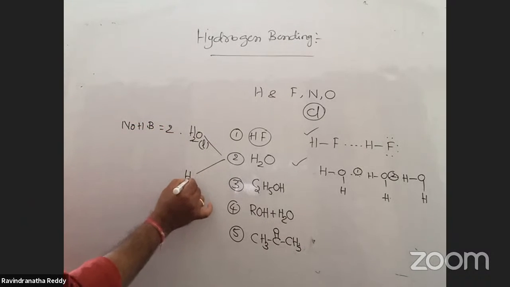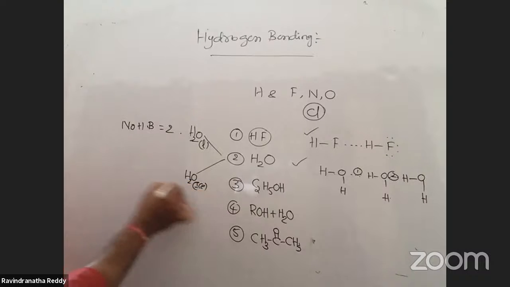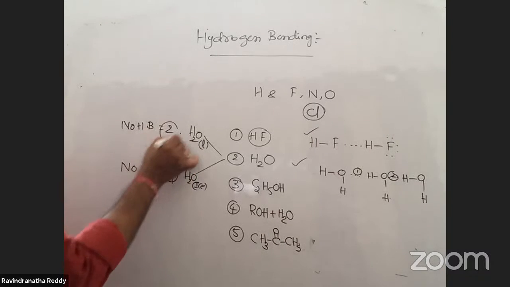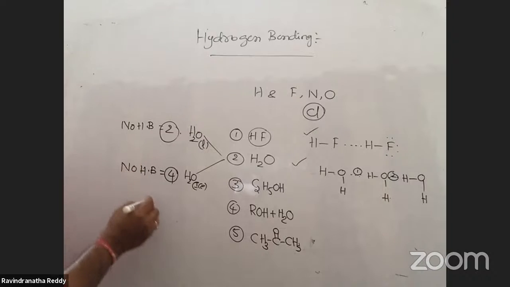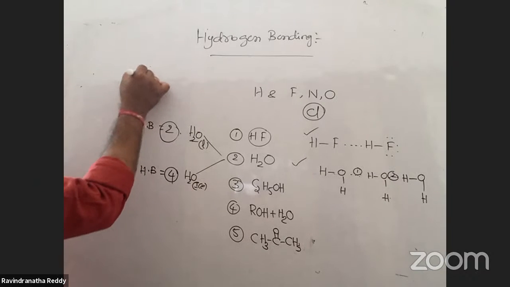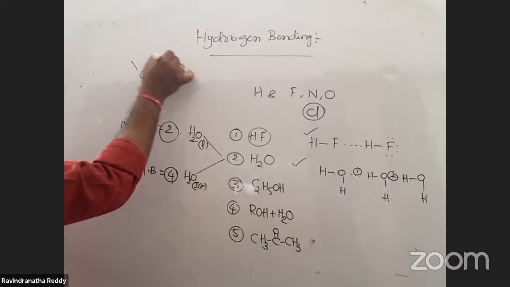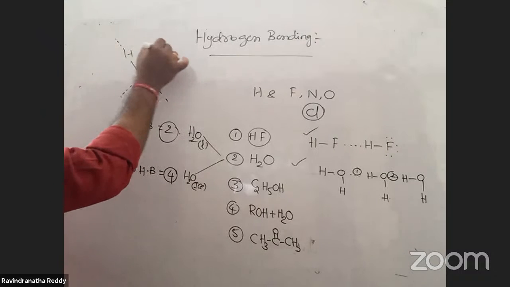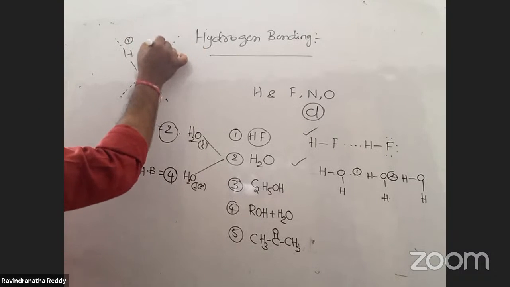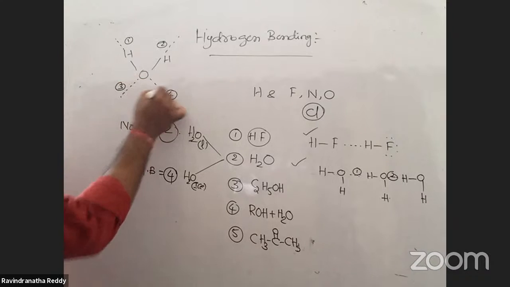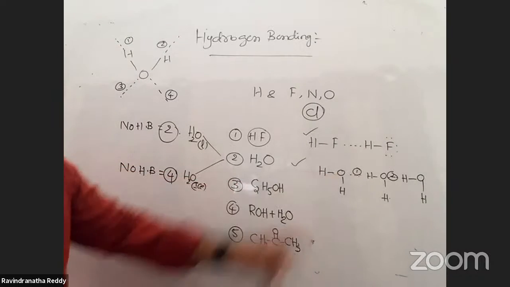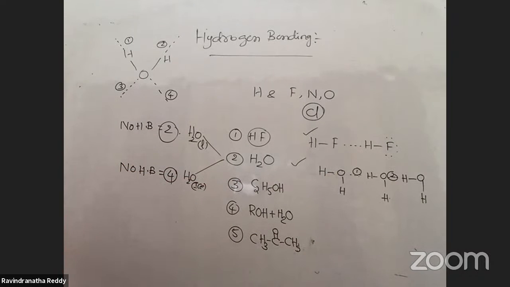But regarding H2O ice, the number of hydrogen bonds is equal to 4. Water is 2, ice is 4. Ice is a special structure. This is a hydrogen bond, this is a hydrogen bond, this is a hydrogen bond, this is a hydrogen bond: 1, 2, 3, 4. In the ice condition, each H2O molecule can form 4 hydrogen bonds, but in the liquid state only 2 hydrogen bonds per molecule.